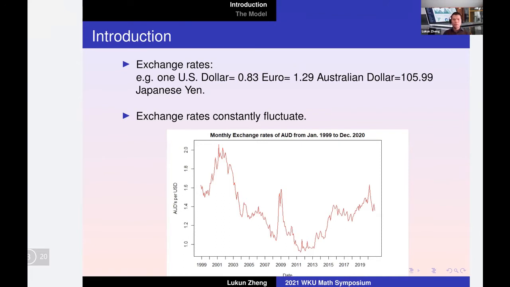Here I give just one example. This is the monthly exchange rate of the Australian dollar, over the time period from January 1999 to December 2020. As you can see from this graph, it fluctuates. It goes up and down, in some patterns that are very interesting and strange. Now people may wonder how they change. If you know how they change, or if you can predict this pattern well, you can make a lot of money out of this.